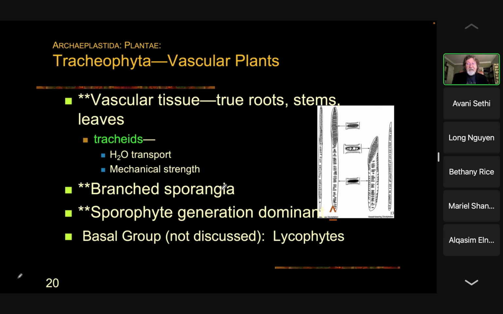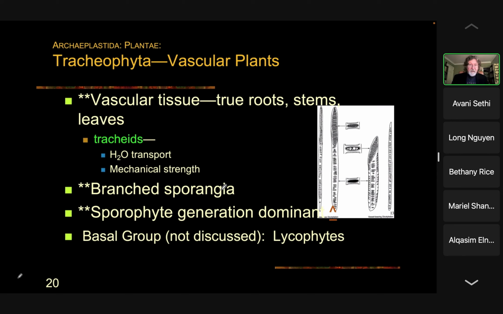These were the first land plants, or at least resembled pretty much the first land plants, and they dominated about the mid part of the Paleozoic. We still have a few around today, sort of a relict group, but I'm not going to talk about them.